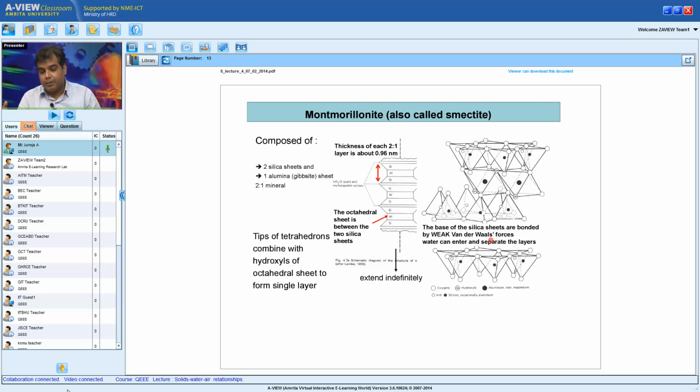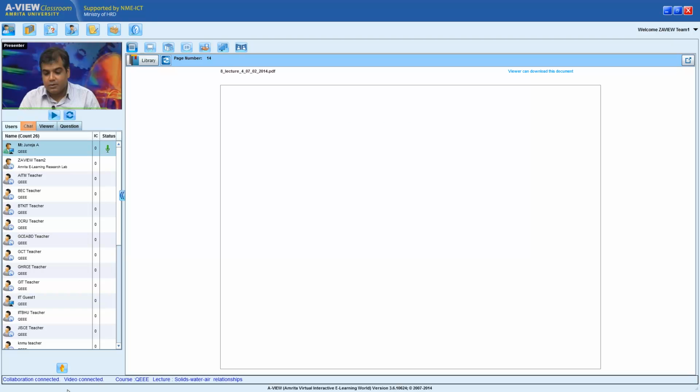If water can be pushed in, this makes the clay very swelling. It makes the clay swell a lot. In fact, it's the highest swelling clay known to us. Okay, that's the extent of this particular clay. Let's move on to the next one, please.